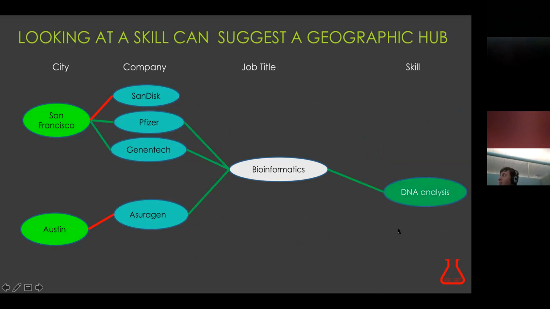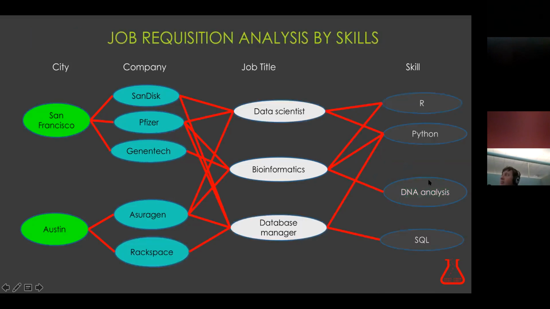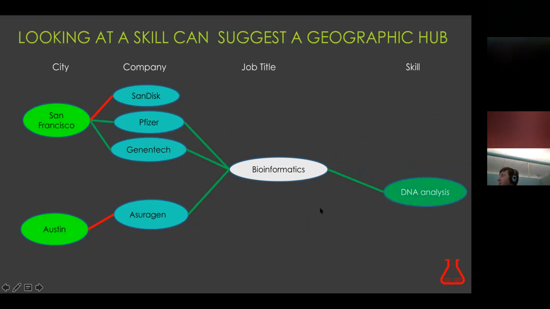So you might focus on a specific skill. Let's say you have a skill set that's fairly focused on DNA analysis. If you go back to the graph, you can see that this skill is here, and you might say, okay, well, where will I have the most traction from my skill? And this is obviously just a toy example, but it reflects the real pattern where San Francisco has the lion's share of bioinformatics jobs, and DNA analysis would be better used probably in San Francisco than Austin, for example, where there's a small number of bioinformatics companies.